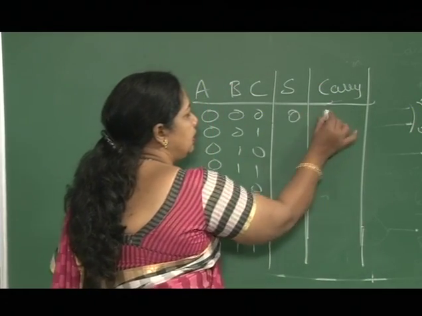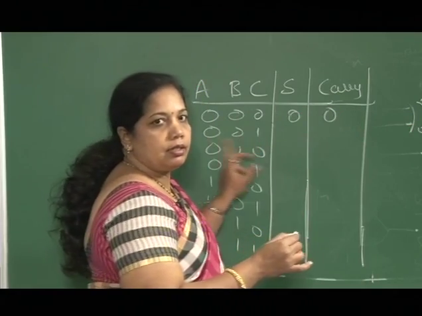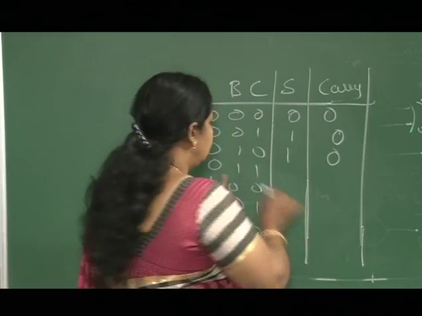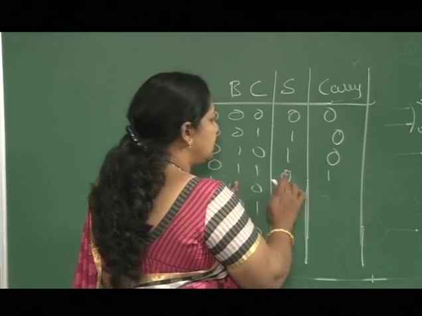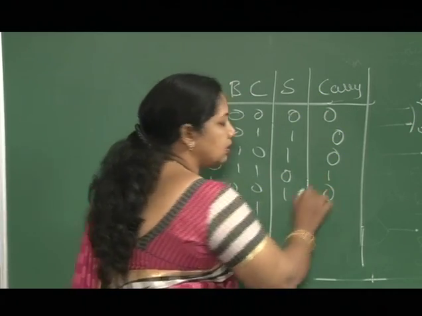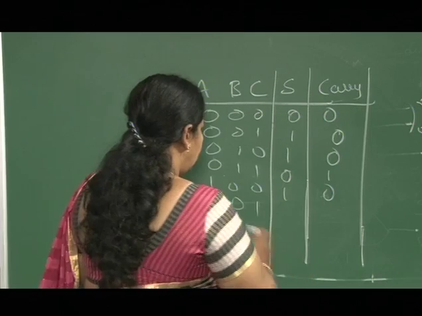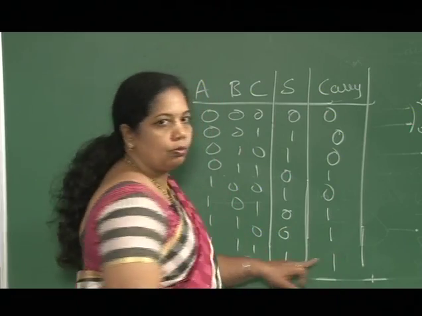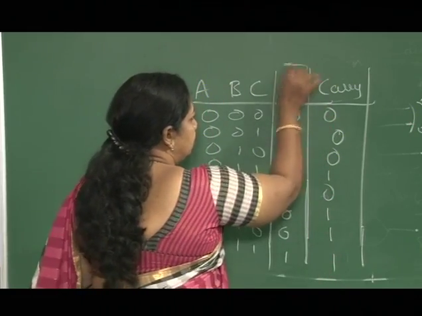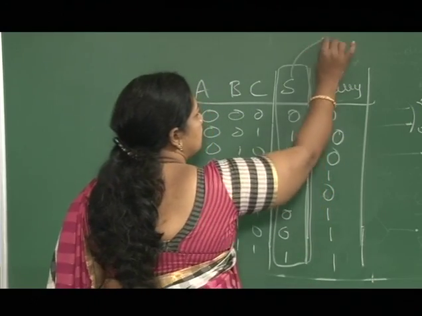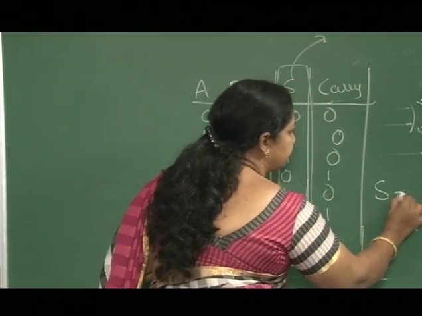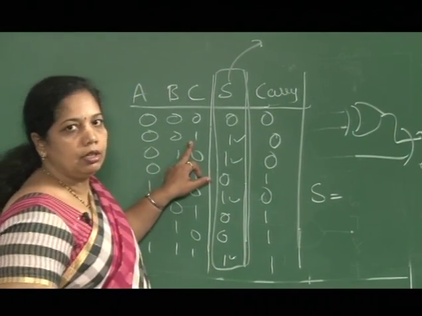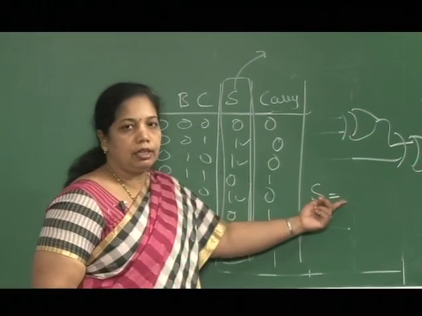When I add all 3 zeros, it is 0 0. When I add this, sum is 1, carry is 0. Similarly over here, then here it is 0 1, since 1 1 means it is 0 1. Once again we have 1 0 here. Then 0 1, 0 1. Here it is 1 1. So take up this as an output sum. Wherever logic 1 is there, I am going to take those terms and generate an equation.